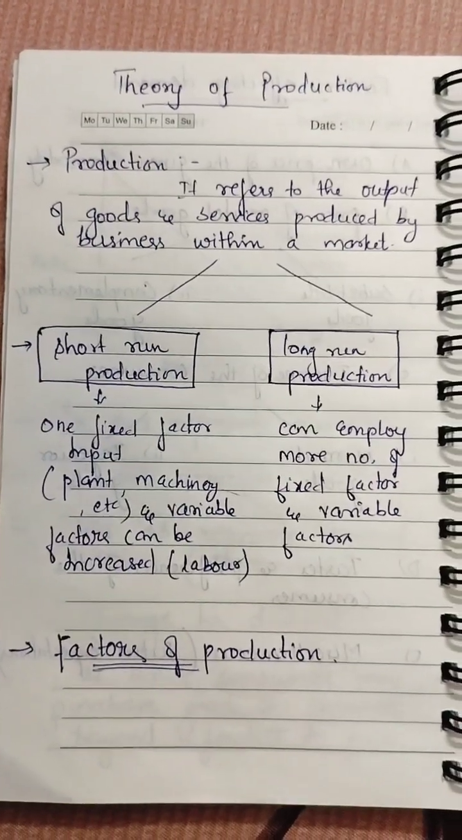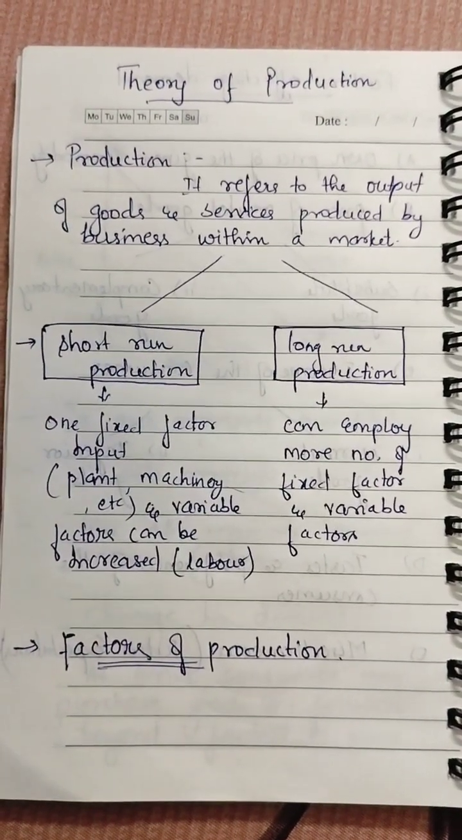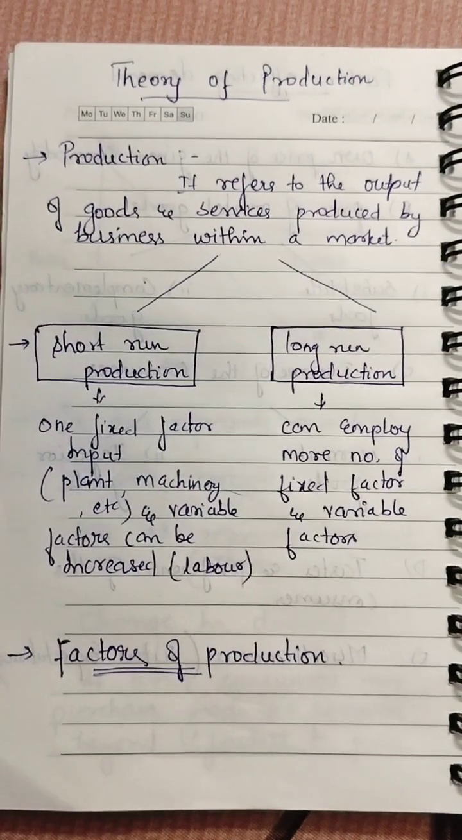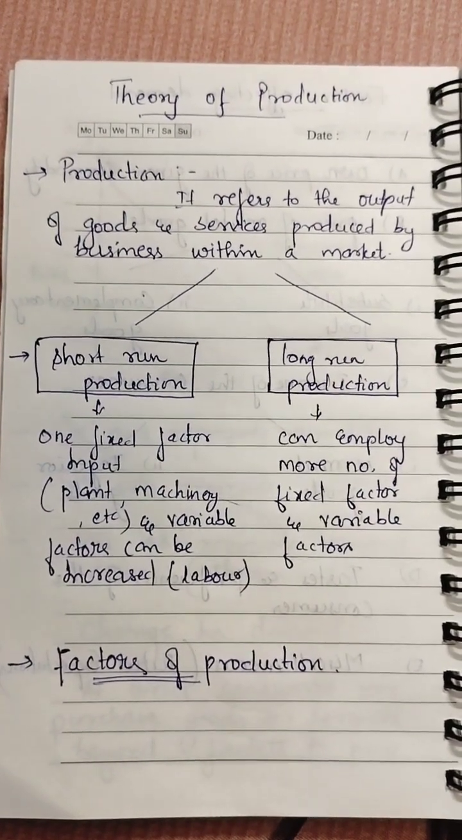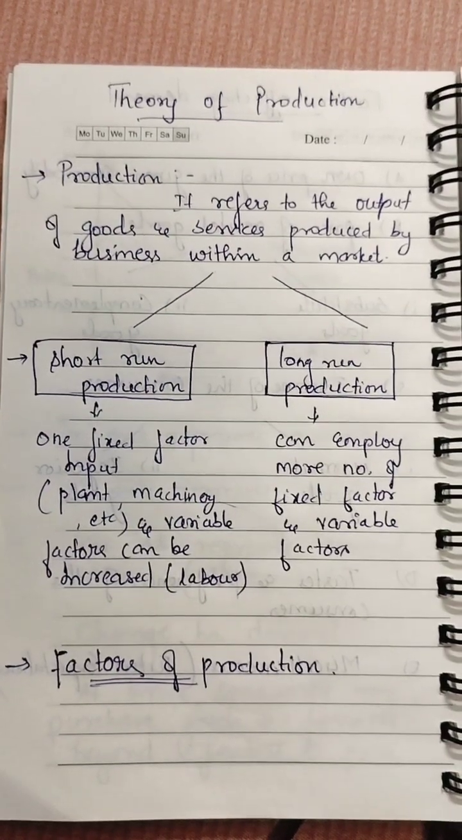Hello all. Today we are going to discuss the theory of production. So let us begin with the definition of production. Production refers to the output of goods and services produced by business within a market.